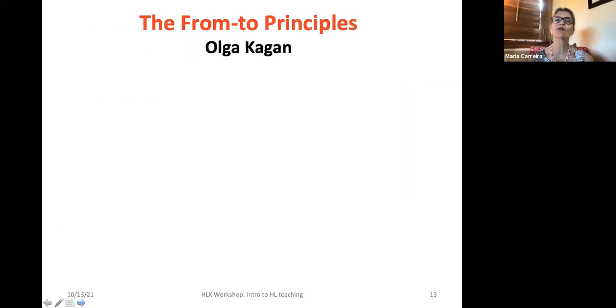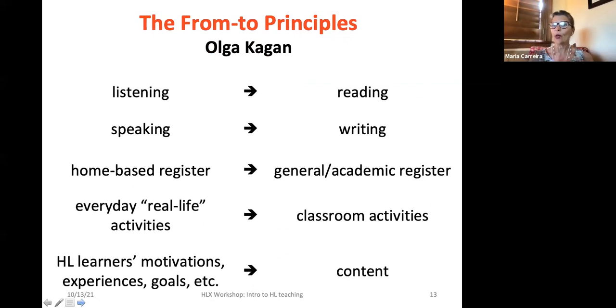All right, so let's start with the from-to principles. They were first proposed by Olga Kagan, and you have them here as she first proposed them. On the left, where it starts with listening, are the from part. You go from listening to reading. That's a way to understand the progression here. From speaking to writing, from home-based register to general academic register, from everyday real-life activities to classroom activities, and from HL learners' motivations, experiences, goals, to the content of what you're teaching.